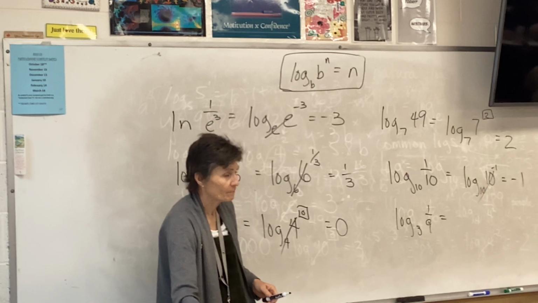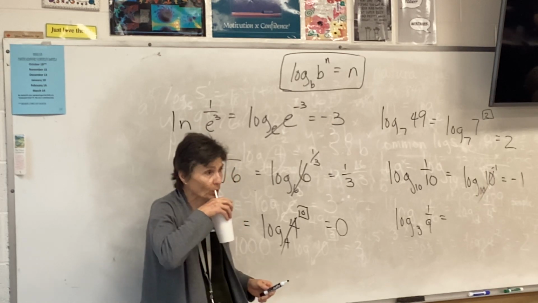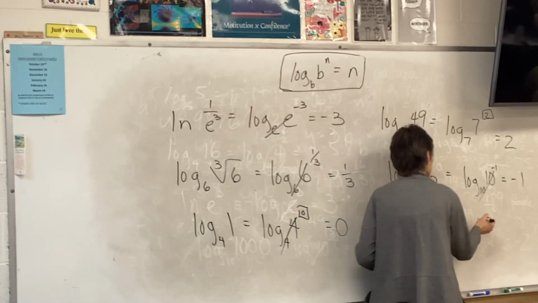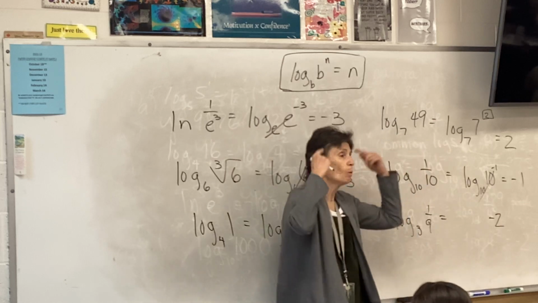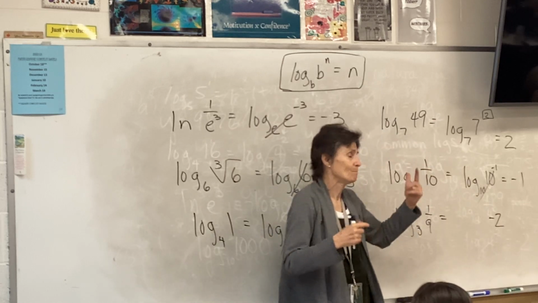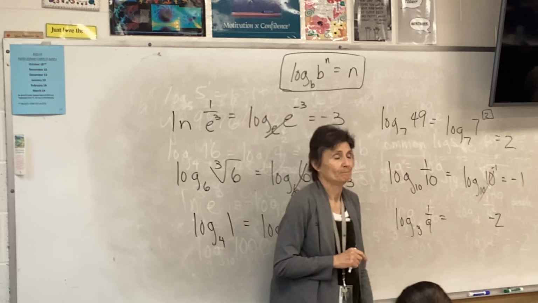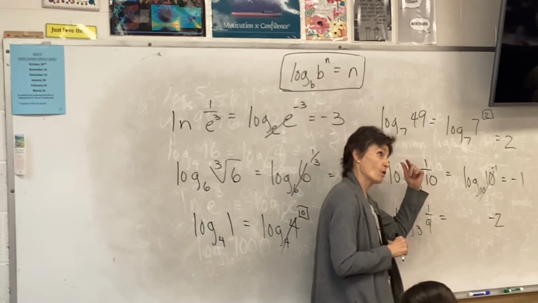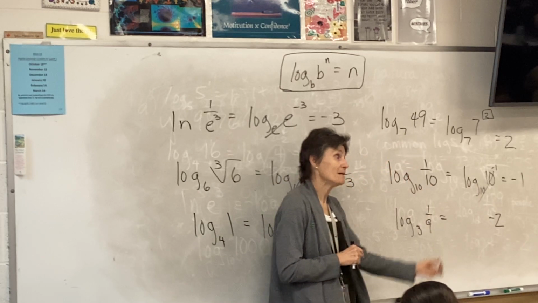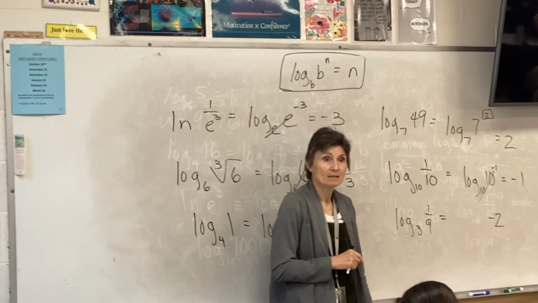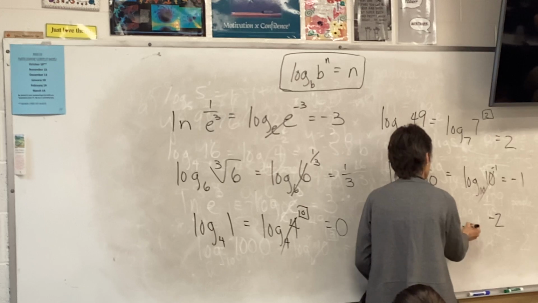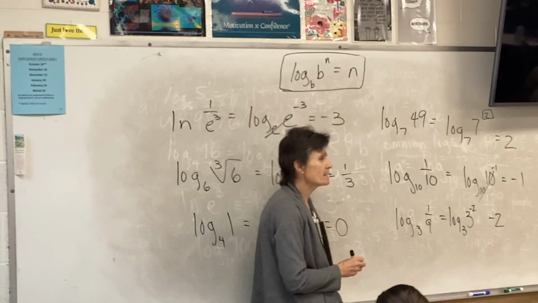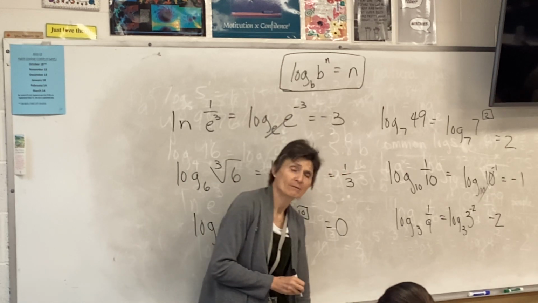You don't have to overcomplicate it. If you think you know the answer, you can just say it. It's -2. The answer's -2. Now, here's what you could be thinking about. Is 9 a power of 3? Yeah, 9 is 3 squared. But it's 1 over, so it's 3 to the negative second. So this is the log base 3 of 3 to the negative second. Anytime it's 1 over, you're going to make it negative.